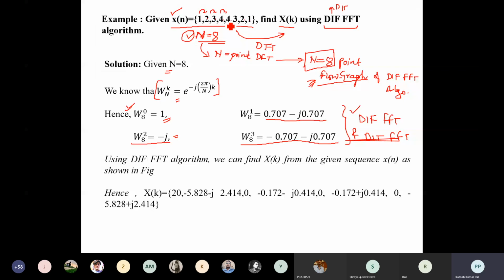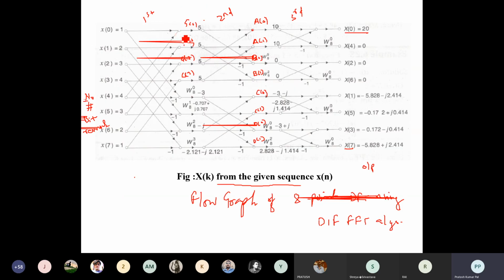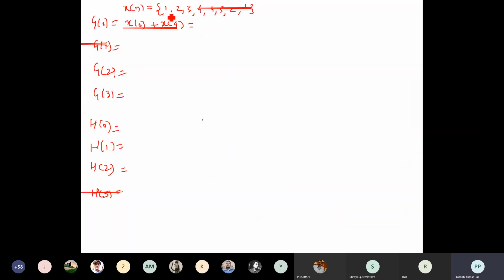So we will see 1, 2, 3, 4, 4, 3, 2, 1. So this is your x of n, given. So g of 0 is equal to x of 0 plus x of 4. This is coming from this flow graph. So x of 0 plus x of 4 will be equal to g of 0. So x of 0 is this one, 1, plus x of 4, which is 4. It will be 5.